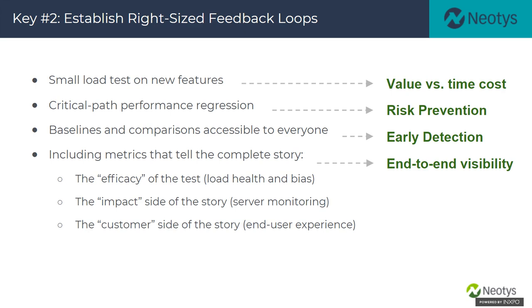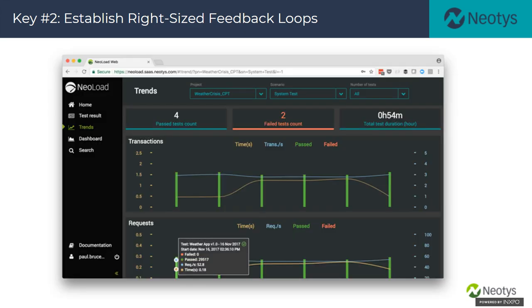And then ultimately, what we really also need to make sure of is that we have metrics that tell a complete story. It's not just about how much load the thing can handle. It's what happened during that load on the server side. Also from a customer's perspective, how slow did the browser go, right? So the efficacy of the test is about load and bias of the load test itself. The impact side of the story is what impact did it have on the server? And then when it comes to the end user experience, right? How long did it take to load that document or make that AJAX call?